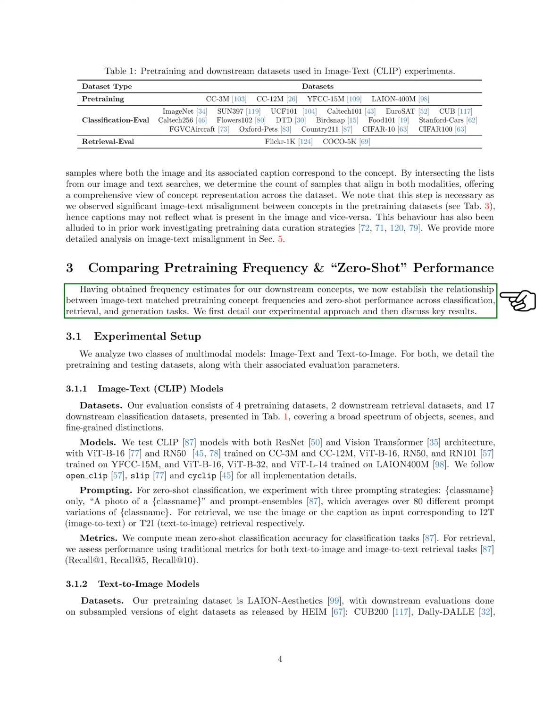After estimating frequencies for our downstream concepts, we explore the relationship between image-text matched pre-training concept frequencies and zero-shot performance across classification, retrieval, and generation tasks. We analyze two classes of multimodal models, image-text and text-to-image, detailing the datasets, evaluation parameters, and key results.